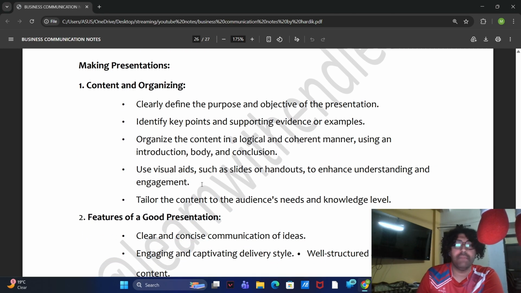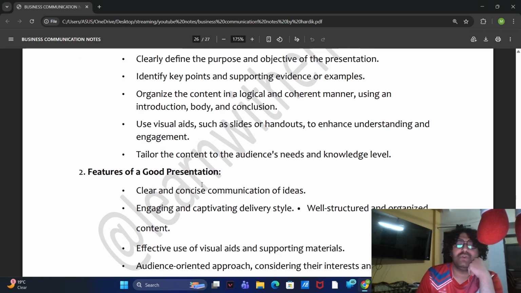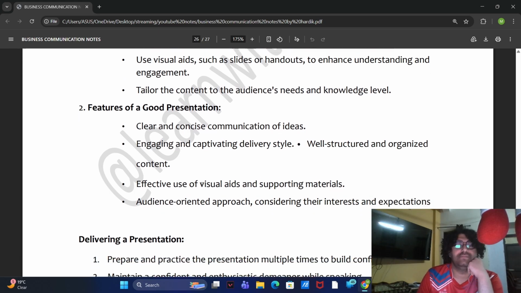Next topic, making presentations, content and organizing. Clearly define the purpose and objective of the presentation. Identify key points and supporting evidence or examples. Organize the content in a logical and coherent manner using an introduction, body, and conclusion. Use visual aids such as slides or handouts to enhance understanding and engagement. Tailor the content to the audience's needs and knowledge level.